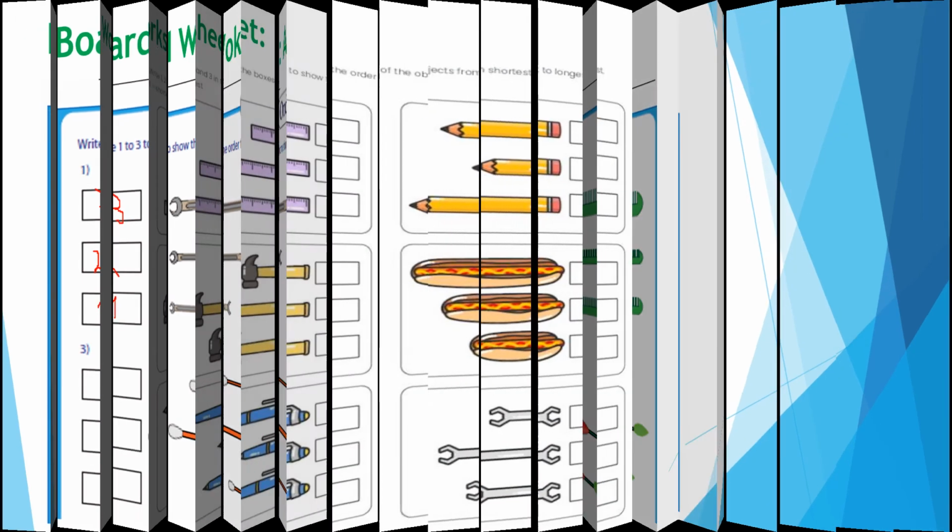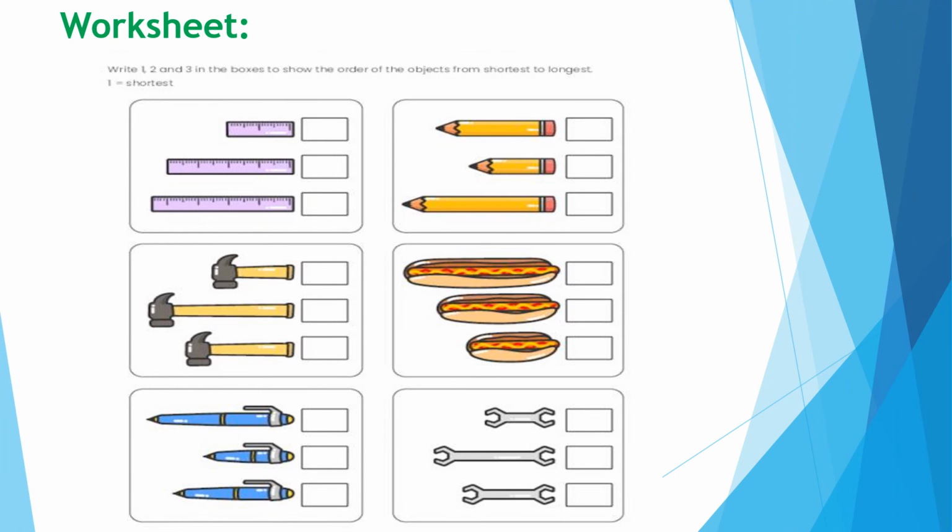So here is an activity in our worksheet. Now they say write 1, 2, and 3 in the boxes to show the order of the objects from shortest to the longest. 1 equals the shortest. So I'm going to do the first one. We have here 1, 2, and 3. So now I will want you to do the rest of the activity.